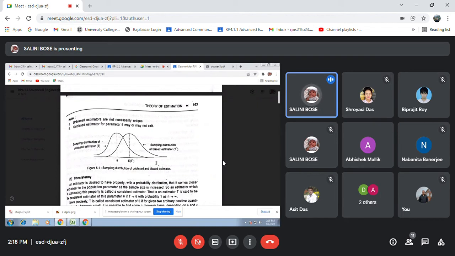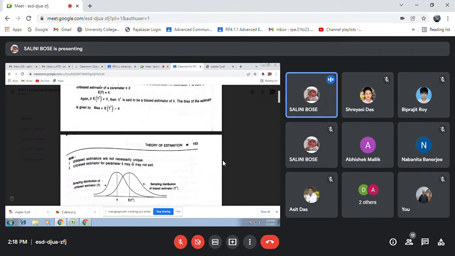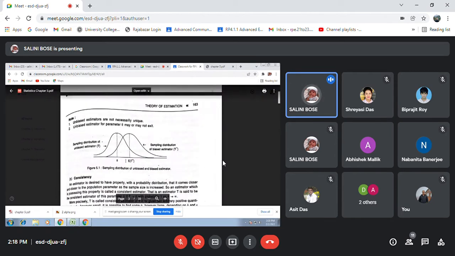It's a sample distribution. If the population parameter is theta, suppose it is mu, and mu is the same as the estimate value of T, then it is unbiased. If it is not, then it is called a biased estimator. If T star is not equal to theta, the population parameter, we can say it is the biased estimator. How much bias? T star minus theta.